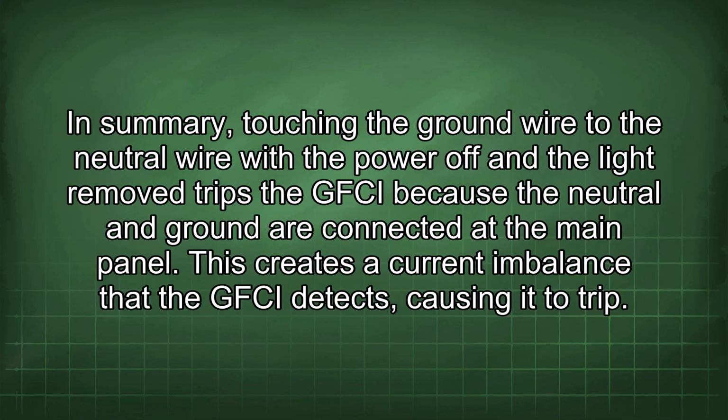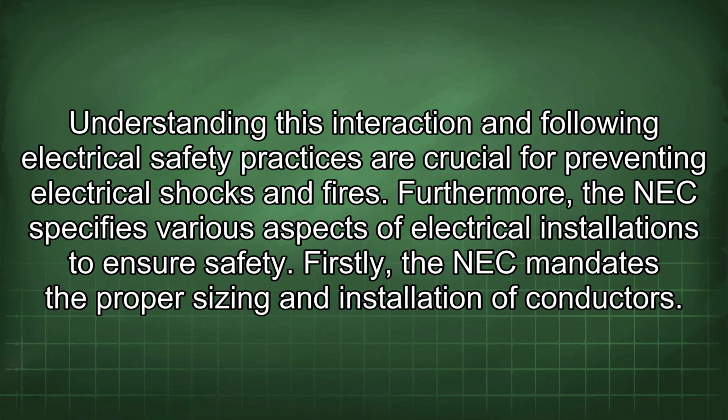In summary, touching the ground wire to the neutral wire with the power off and the light removed trips the GFCI because the neutral and ground are connected at the main panel. This creates a current imbalance that the GFCI detects, causing it to trip. Understanding this interaction and following electrical safety practices are crucial for preventing electrical shocks and fires.